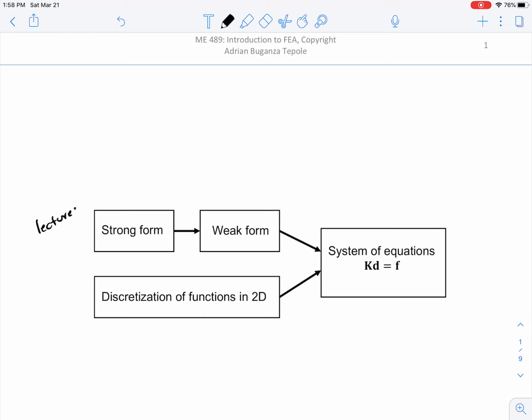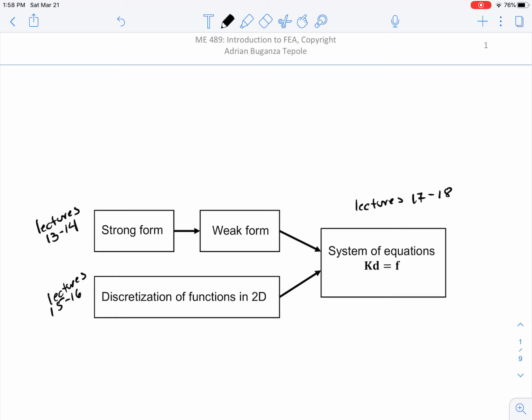So this is, we already did this, was how to transform from the strong form to the weak form. And then what we did last two classes has been here, which is we introduced the discretization of functions in 2D and how to calculate gradients in 2D. And what we're going to do today and the next class, so lectures 17 and 18, are going to be how to put together the strong form and the weak form together with the discretization of functions in 2D to get a system of equations.